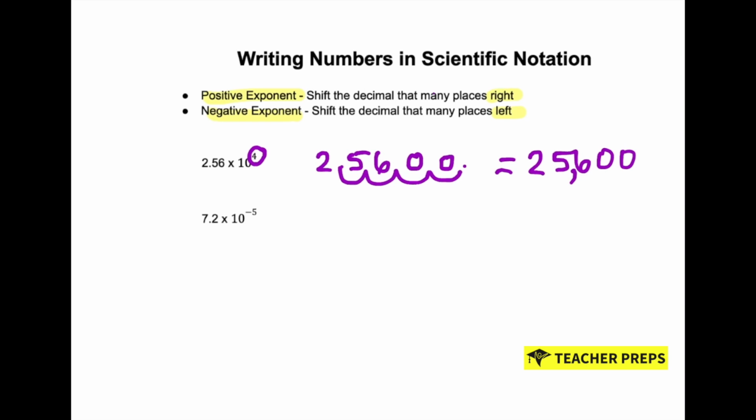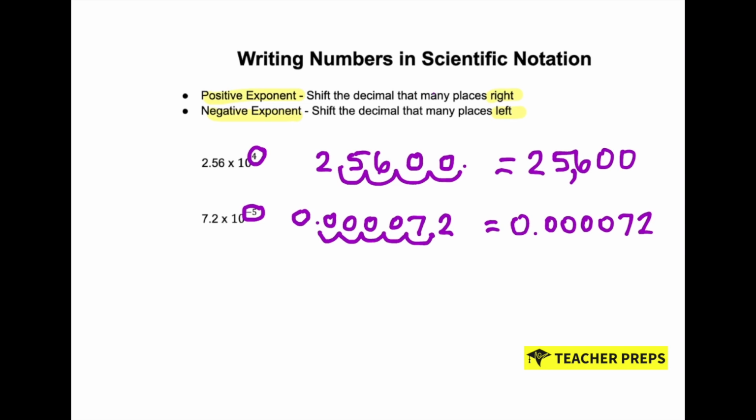Now let's go through an example with a negative exponent. When we have a negative exponent, we're going to shift that decimal that many places to the left. So we have 1, 2, 3, 4, 5, and a new decimal location. We can fill in those empty spots with zeros, and then we always want that leading 0. Now we have our number written in standard form.